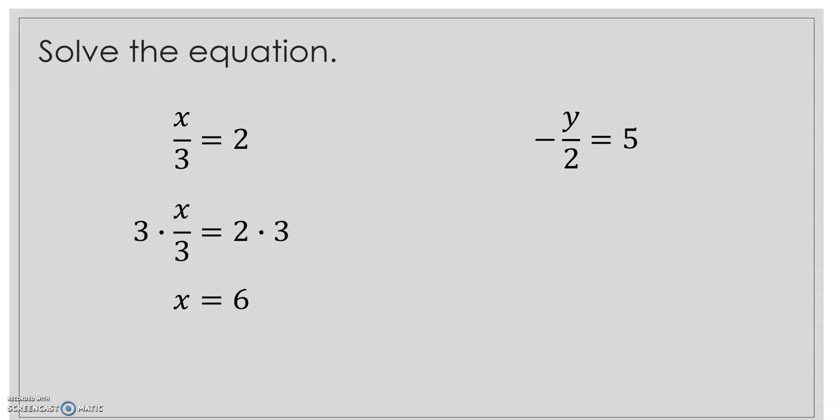Negative y over 2 equals 5. That's division by negative 2. So on both sides of the equation, we're going to multiply by negative 2. Undoing the division, we're left with y equals negative 10.